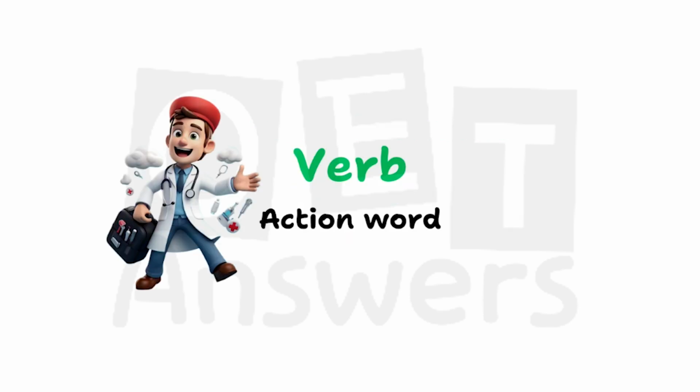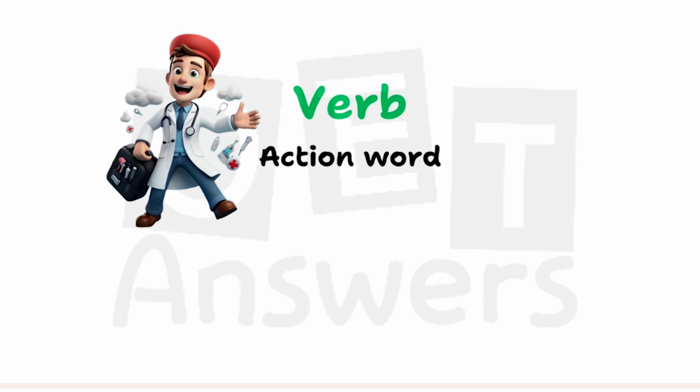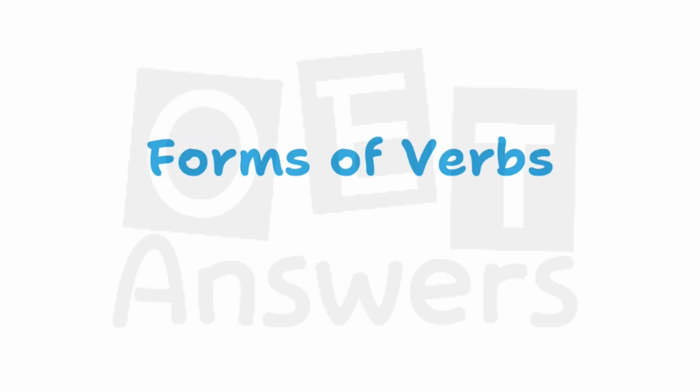What is a verb? A verb is an action word. Okay, so a verb always indicates action. For example, write. Write is an action. Run, speak. So these are the things that indicate action. Forms of verbs. Now we can see about forms of verbs. Five forms of verbs are there. Let's discuss one by one.